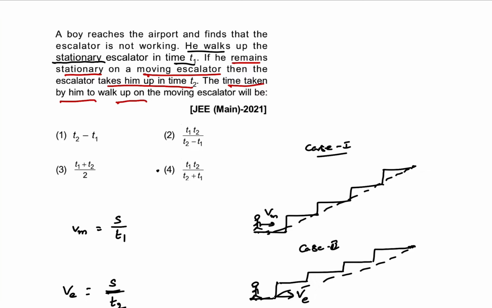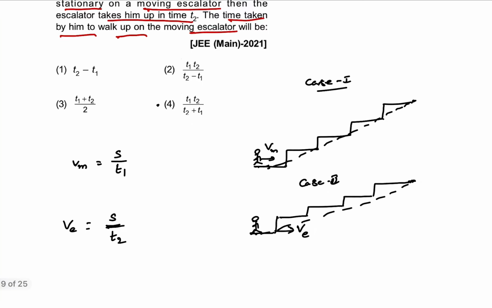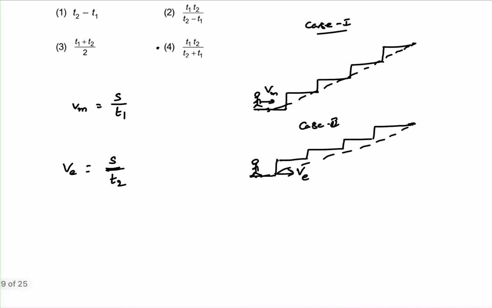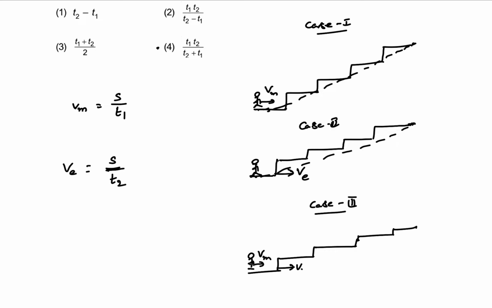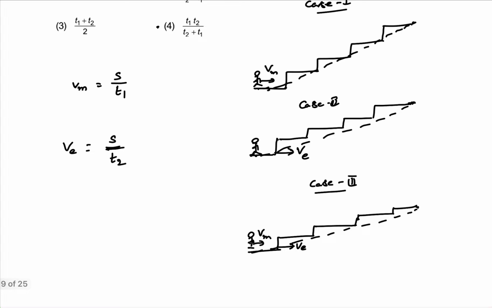In the third case, we see the time taken by him to walk up on the moving escalator. Now in case 3, the escalator is moving as well as the person is also moving, both at a time. There is the velocity of the man and the velocity of the escalator also. Now he can reach, and this distance is the same only.